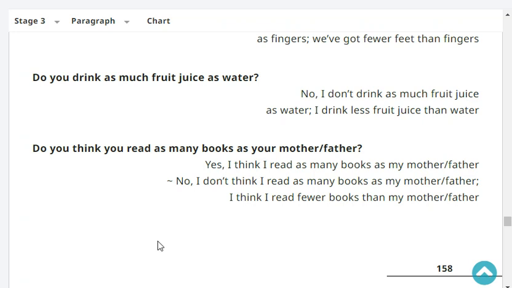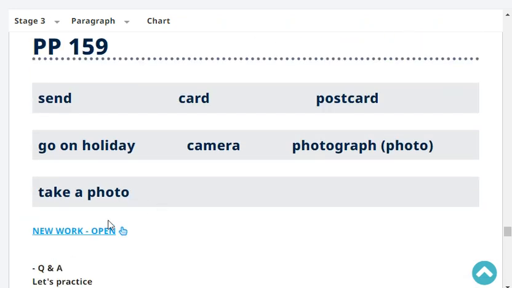Do you think you read as many books as your father? Yes or no? Yes, I think I read as many books as my father. Very good.